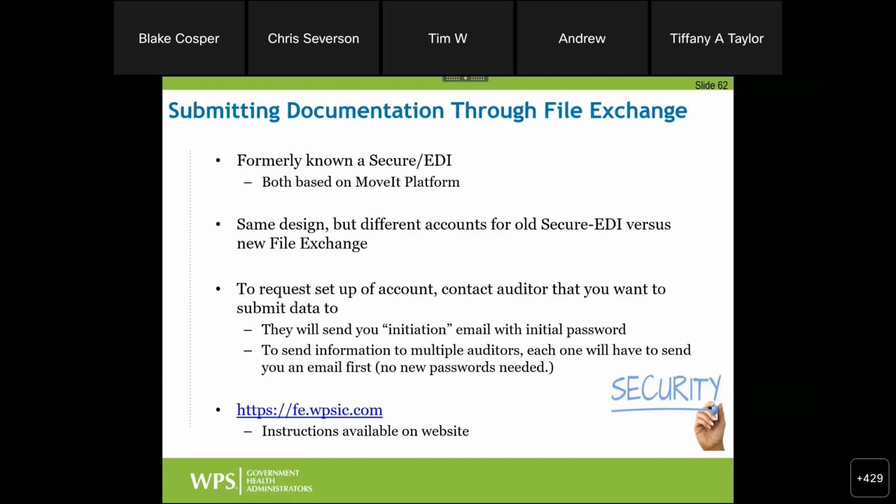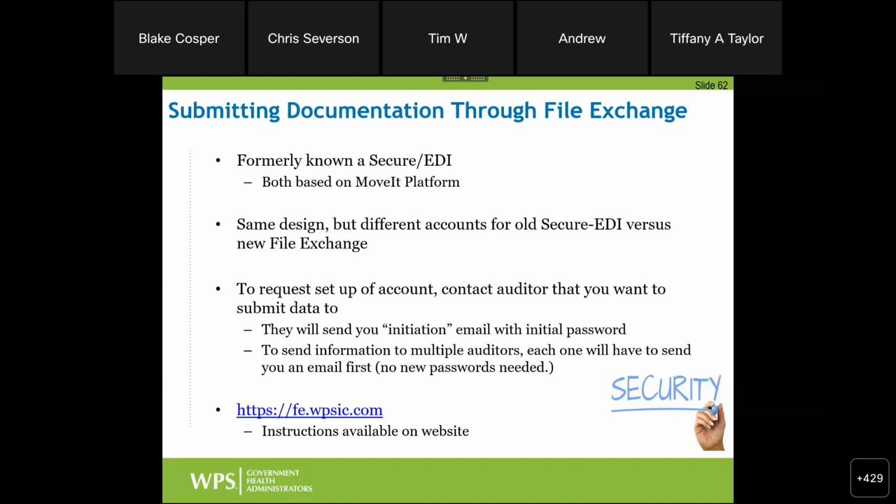The way the security is in this system, providers have what are known as temporary accounts. And in order for you to be able to contact an auditor, they have to be in your email address book. The way that address book gets created is basically by them sending you the first kind of invitation type email. They establish the connection, and then you can go back and forth.